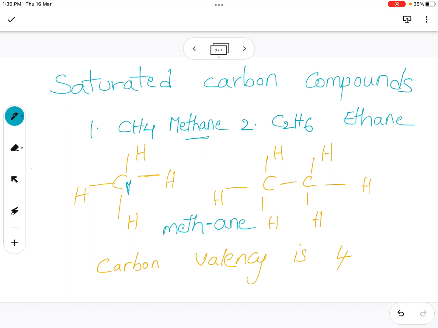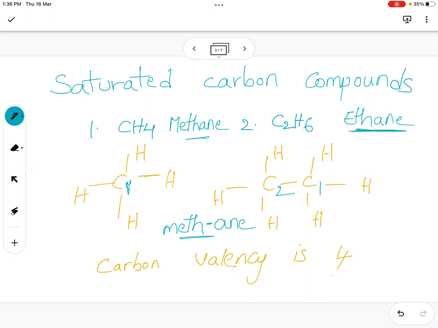Another example is C2H6. C2H6 means how many carbon atoms are present here? 1, 2. So it is called eth. All are single bonds only. So the compound name is ethane. This is methane. This is ethane. If one carbon atom is present in a saturated carbon compound, it is called methane. If two carbon atoms are present in a saturated carbon compound, then it is called ethane.